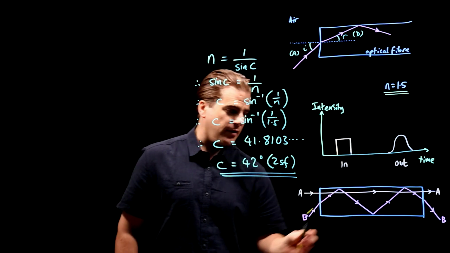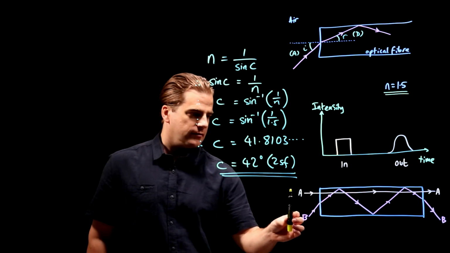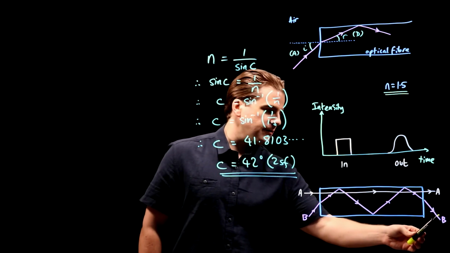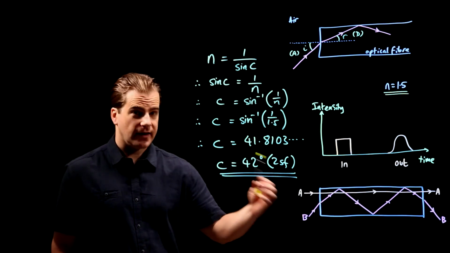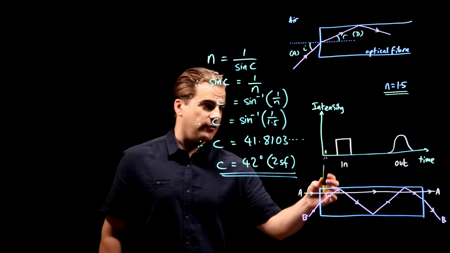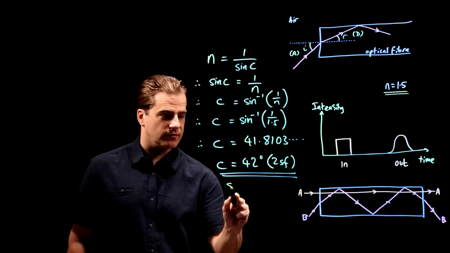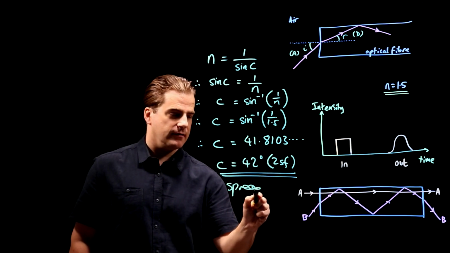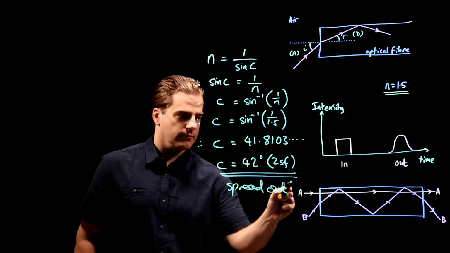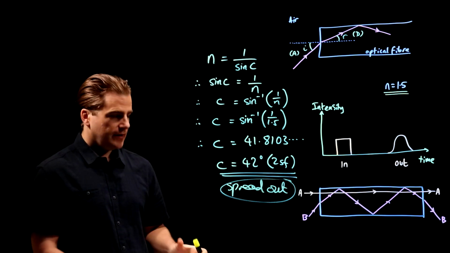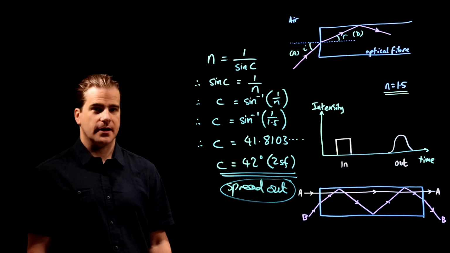Path B is longer than path A. They enter at the same time. Therefore, light going down path A emerges slightly before path B, and therefore the pulse becomes spread out. And that's it. Okay, there we go.